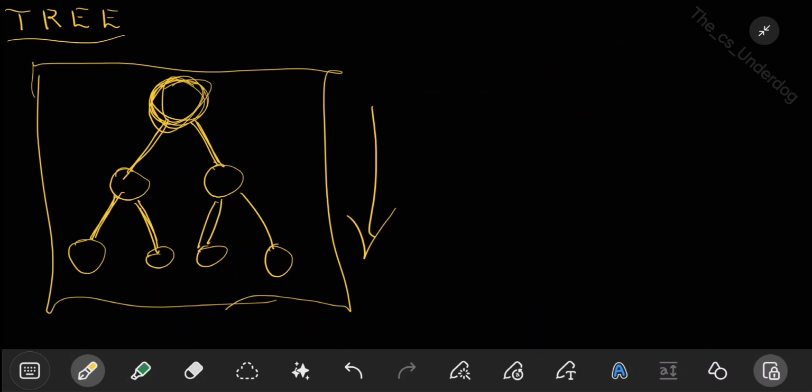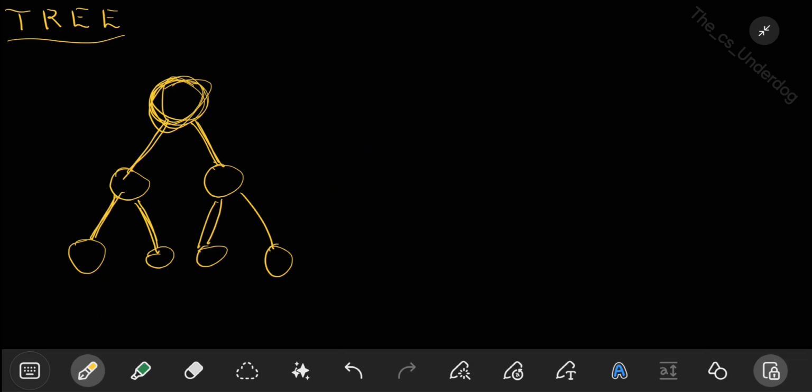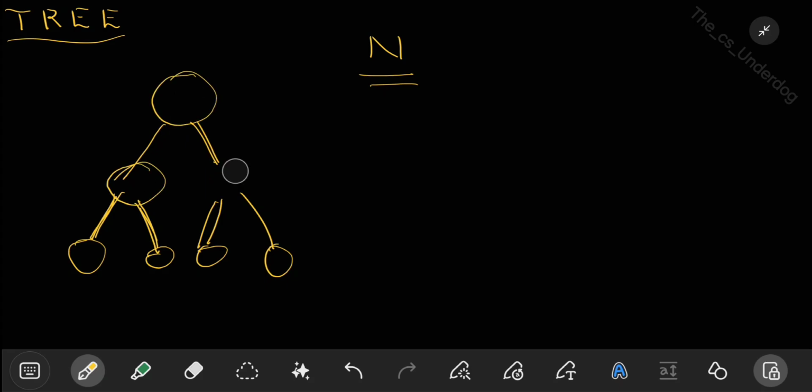So let us understand each of the elements in this data structure. The first thing you have to understand is the node. What is a node? Each of these elements in this data structure is called a node. Each of these is a node. What will a node contain? A node will contain data and references to its children. So what is data? Each node can contain some value.